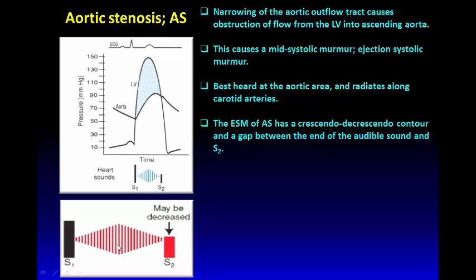So the murmur of aortic stenosis sounds like lop-sh-dop, lop-sh-dop. Now, the lop is the first heart sound, the dop is the second heart sound, and sh is the crescendo-decrescendo ejection systolic murmur of aortic stenosis. It is harsh, loud, and might be associated with a thrill.